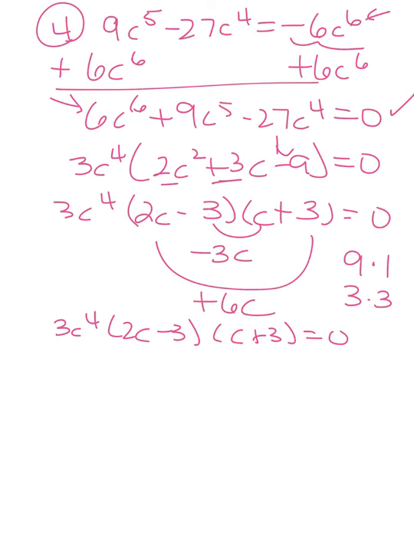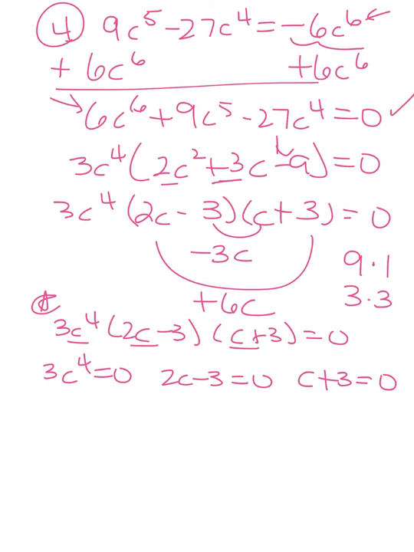And at this point here, again, I have 3 c's, one here, one here, one here, so I'll have 3 answers. I'm going to set 3c to the 4th equal to 0, 2c minus 3 equal to 0, and c plus 3 is equal to 0. Now if I divide both sides by 3 here, I'm left with c to the 4th is equal to 0.